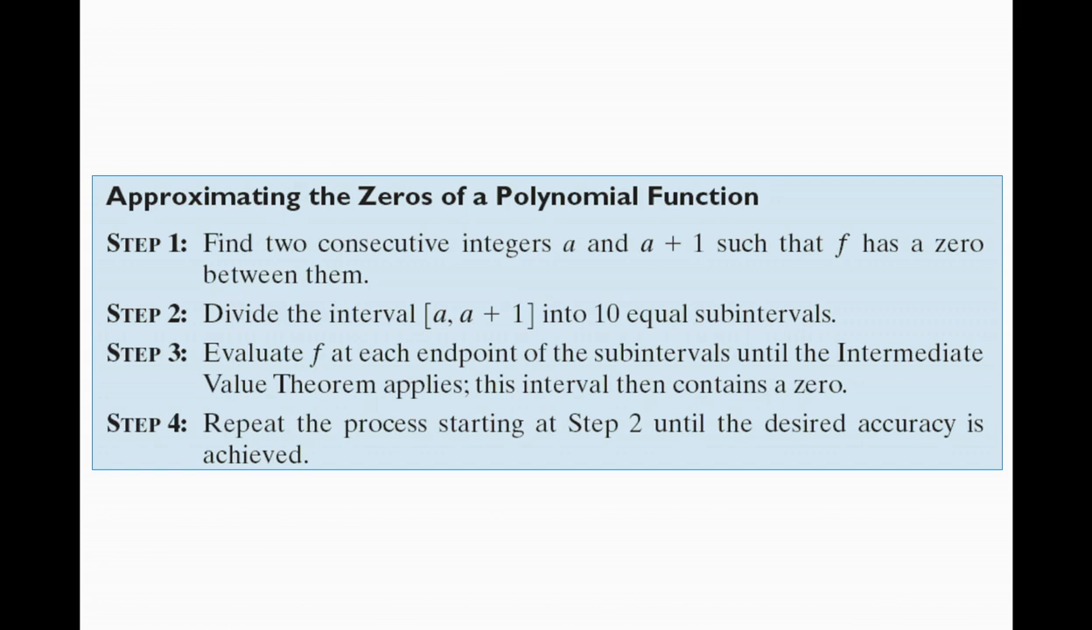Okay, so if I'm going to approximate the zeros of a polynomial function, I'm going to find two consecutive integers, a and a plus 1, such that f has a zero between them. I'm going to divide the interval into 10 equal sub-intervals. So if it's between 1 and 2, I'm going to go 1.1, 1.2, 1.3, 1.4, 1.5. Evaluate f at each endpoint of the sub-intervals until the intermediate value theorem applies. This interval then contains a zero. We're going to repeat the process starting at step 2 until the desired accuracy is achieved. So let's see how that looks.